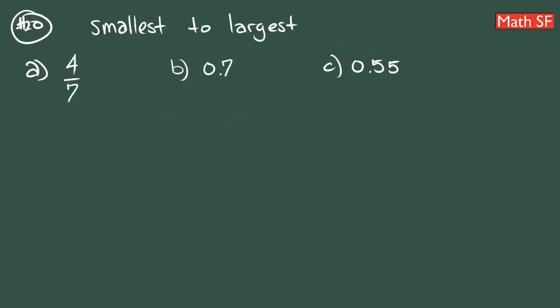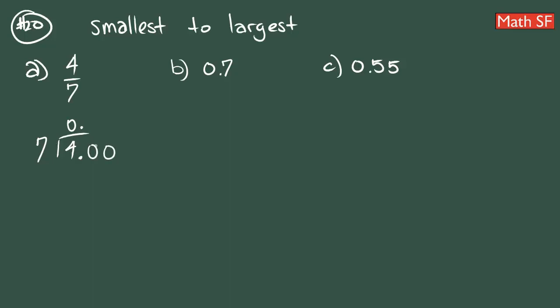Number 20. List from the smallest to the largest number. So let's compare these two numbers, because they are decimals, so they are easy to compare. Or maybe we want to put this 4/7 as a decimal as well, so we can compare all three. So let's convert 4/7 first. How can I convert that into a decimal? I must divide 4 by 7. So the decimal point goes here, 7 goes into 4 0 times, and I have as many zeros as I want here.